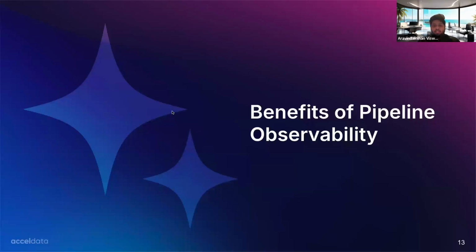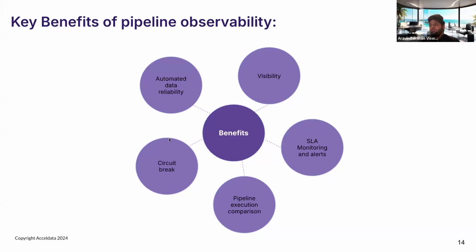On the next slide, we'll be looking at the benefits of pipeline observability itself, how it can help users in understanding the performance or tracking the SLAs of their pipeline. So these are some of the benefits, right? I'll quickly touch upon all of these topics, starting from automated data reliability.